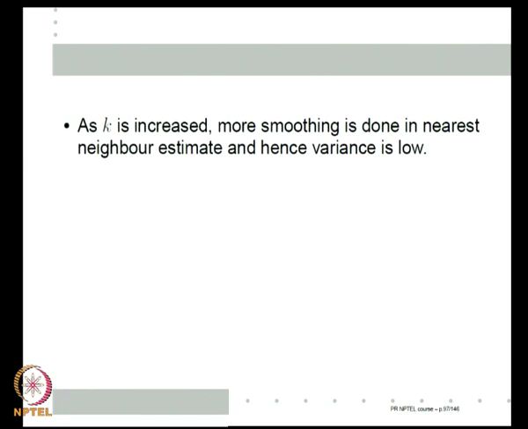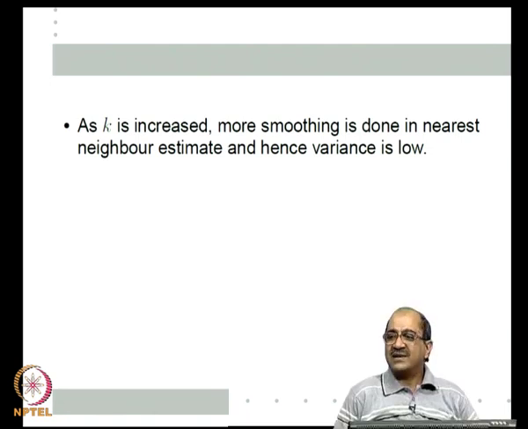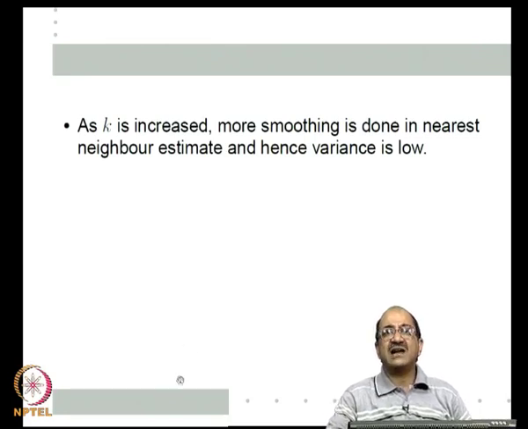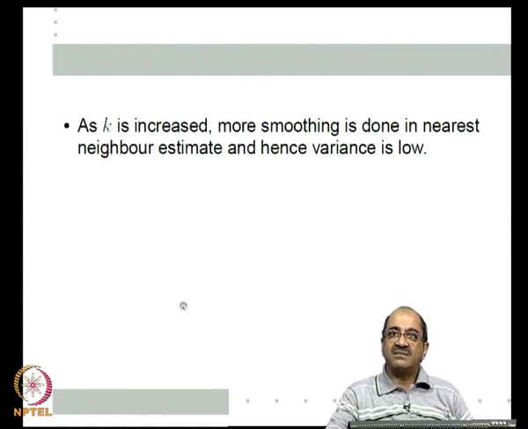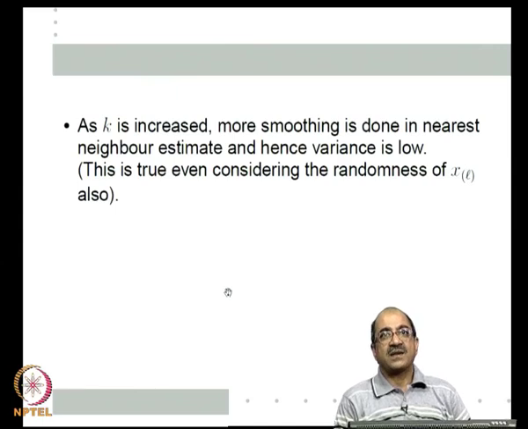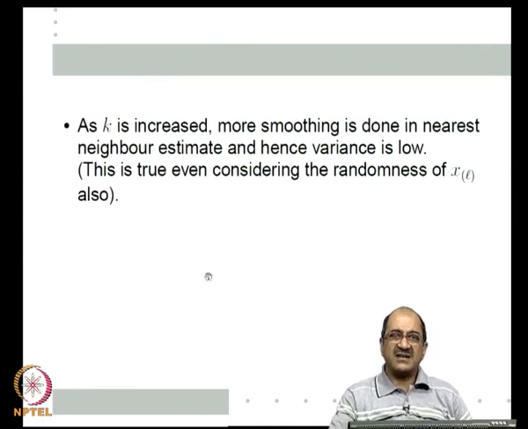As k increases, we are doing more and more smoothing in my estimate. I am taking the average values of sufficiently many nearest neighbors of the current point as the estimate, and hence, irrespective of what data set I started with, if I am averaging enough of them and the data is distributed well, then I roughly get the same value. So, as k is increased, I do more and more smoothing. As a matter of fact, if k is equal to my data size, I always give you the same value. Right? One can show this is true even considering the randomness of x l in general.